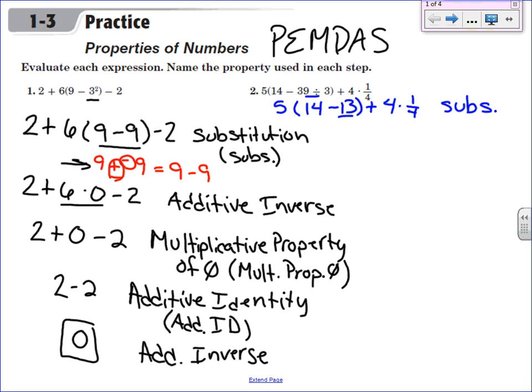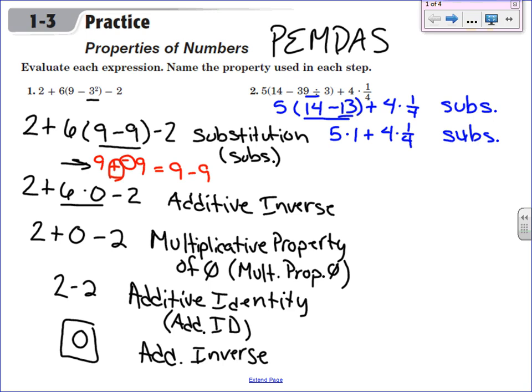Then we finish off the parentheses. 14 minus 13 is 1. And that's another substitution property, because 14 minus 13 is equal to 1. I can put it in place of it.